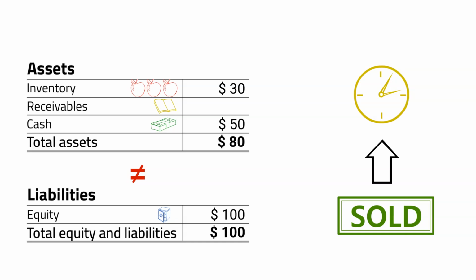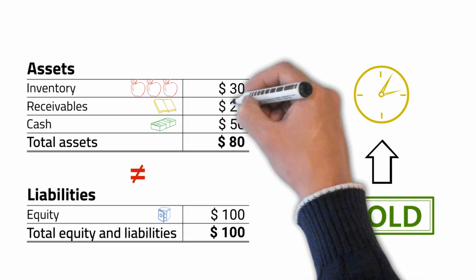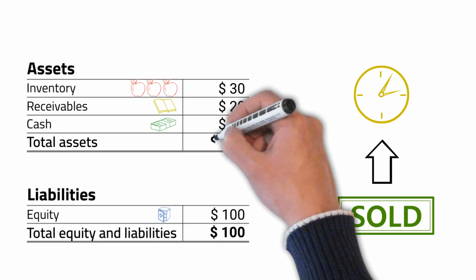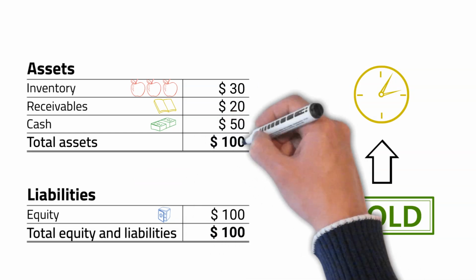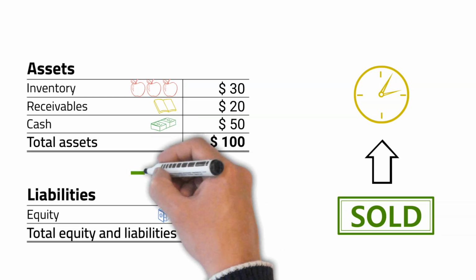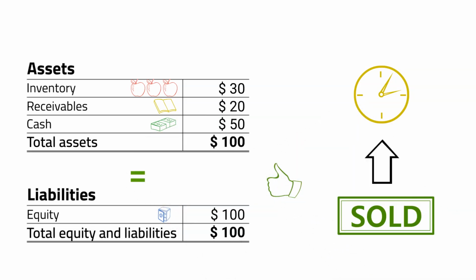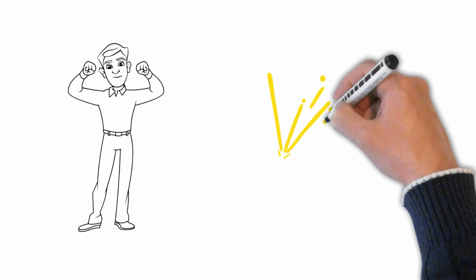So now you have receivables valued at $20, the amount the customer owes and the amount we will receive. The balance sheet now again balances. Assets $30 in inventory plus $20 in receivables plus $50 in cash equals $100. Equity $100. This shows how the balance sheet adjusts to reflect different types of assets while maintaining its balance. Well done again!